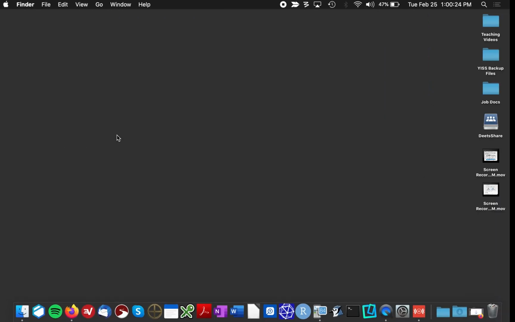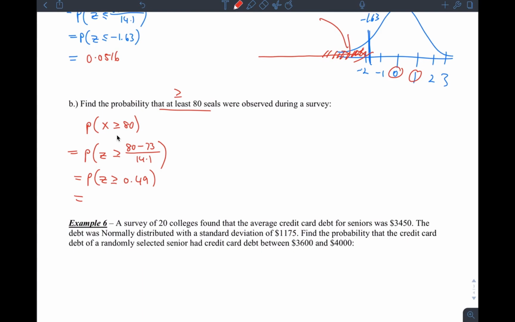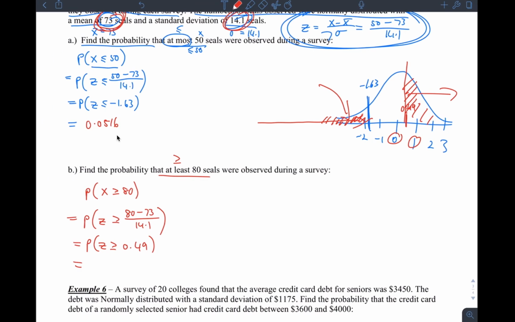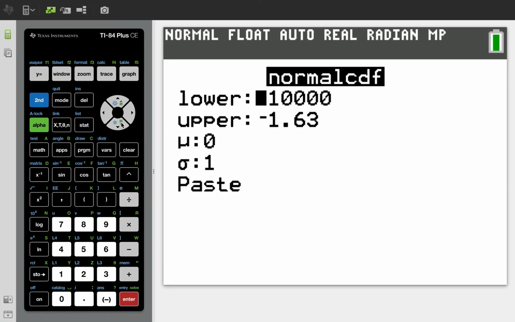Now, if we look at our distribution, now we're asking a different question. We're saying z is now 0.49, which is almost halfway here. And we're saying what's the probability that z is this big or bigger at least, right? So now we've got a different question. Now my lower bound is 0.49.